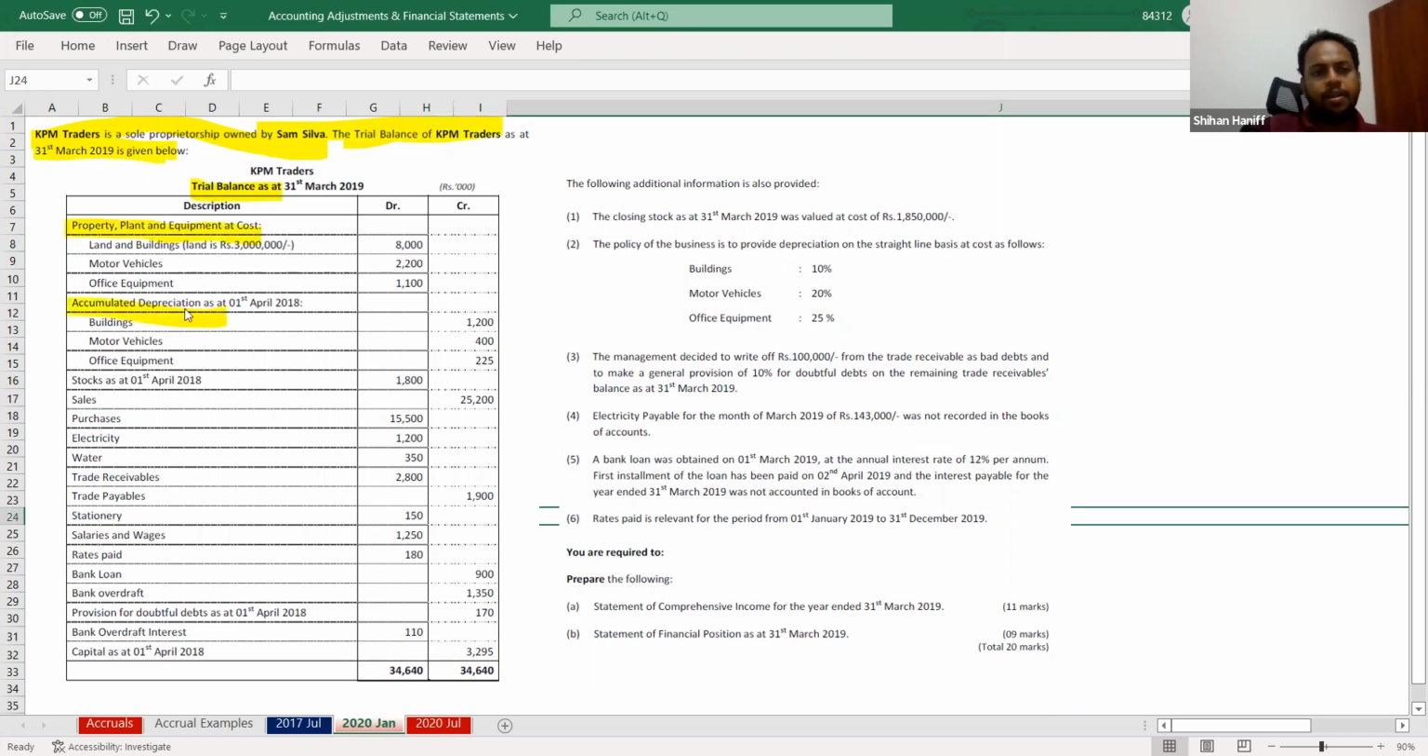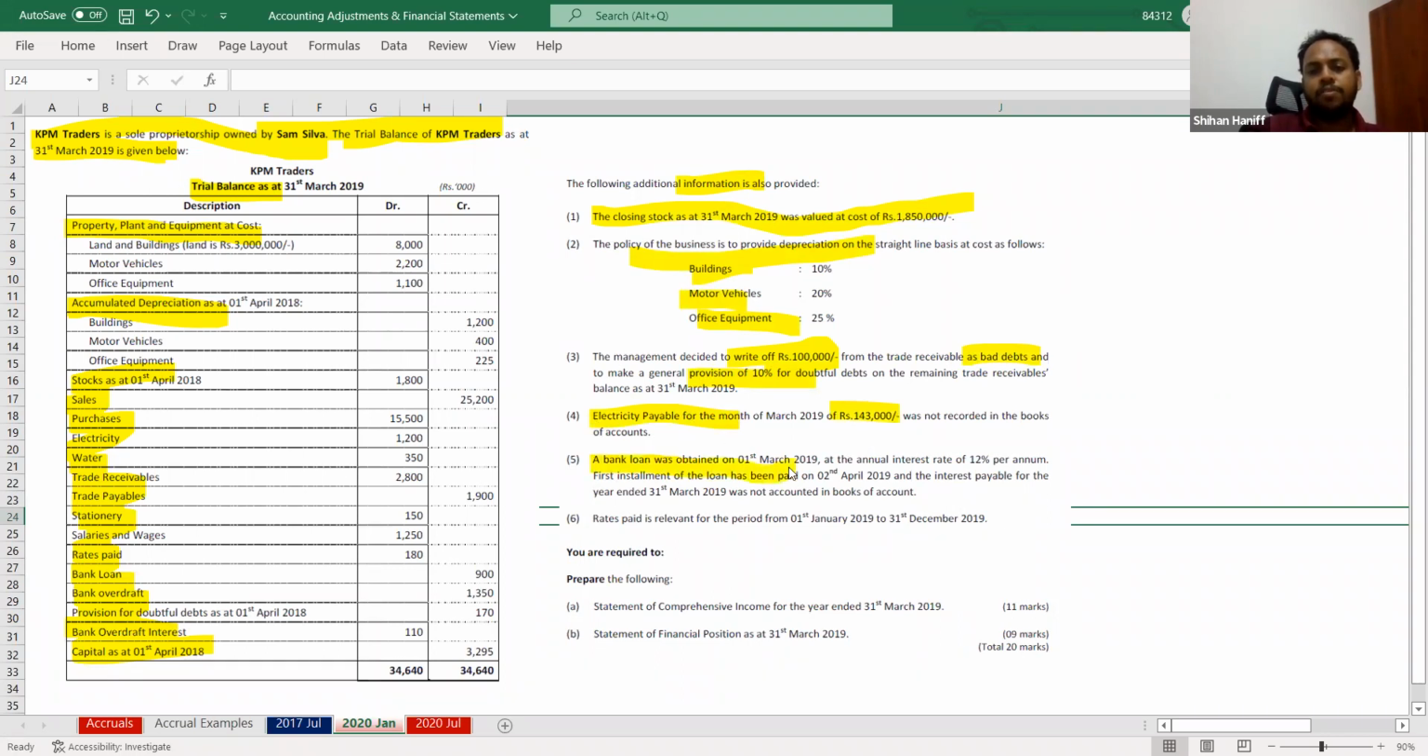PPE, accumulated depreciation, stock, sales, purchases, electricity, water, receivables, payables, stationery, salaries, rates, bank loan, holding, doubtful debt, overdraft interest, capital. Additional information: closing stock 1850. Depreciation on building, vehicles, equipment. Write off 100,000 as bad debt. General provision 10%. Electricity payable 143.